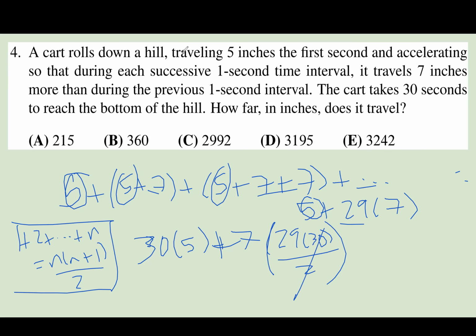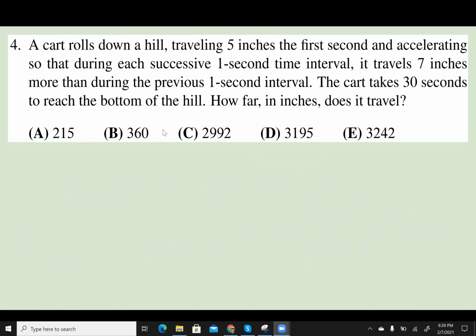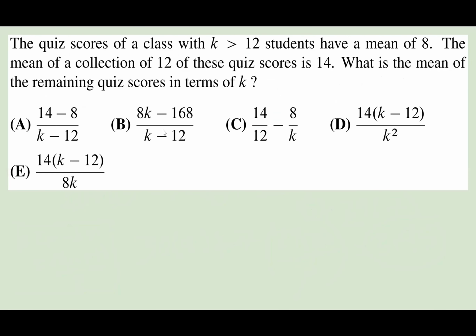So I did all the math here and I got 3195, which is choice D. So the answer for number 4 is D, 3,195.